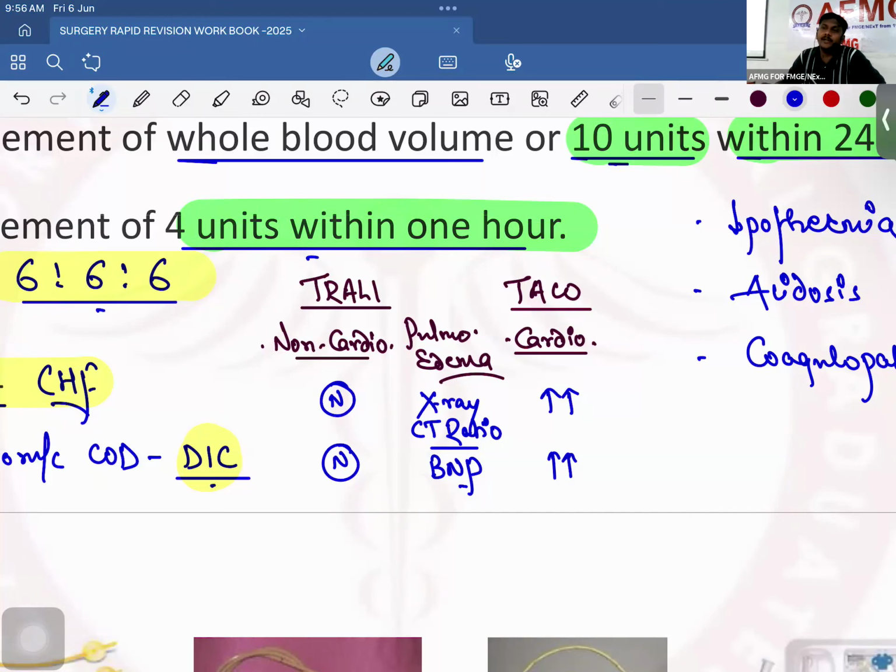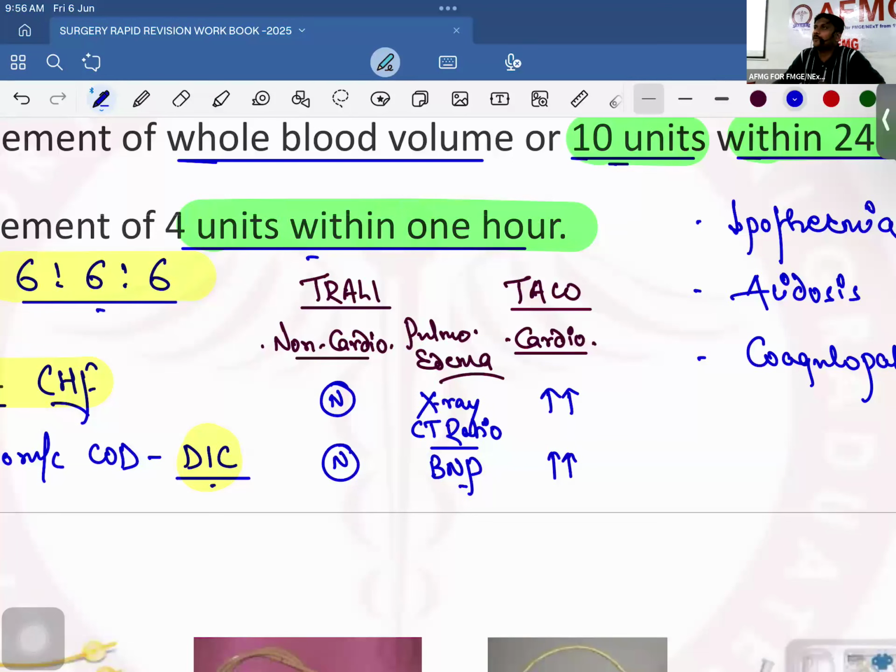Next, TACO. We know the patient is actually having a congestive heart failure. So apart from respiratory distress, other signs of heart failure will be present. Like the patient will have facial and pedal edema. Patient will have increased JVP. Patient may have hepatomegaly or even ascites for that matter.